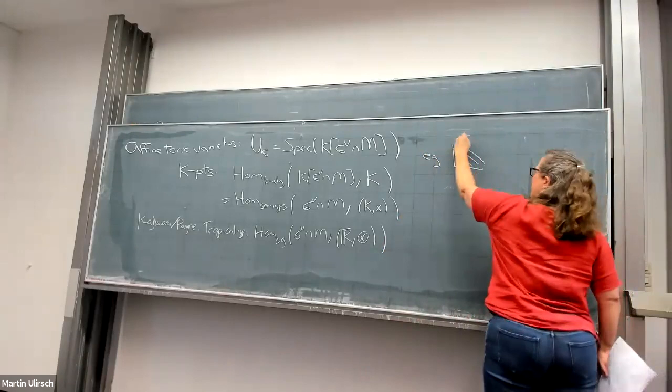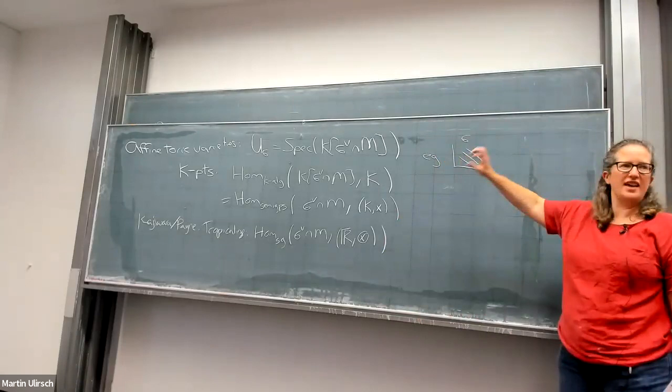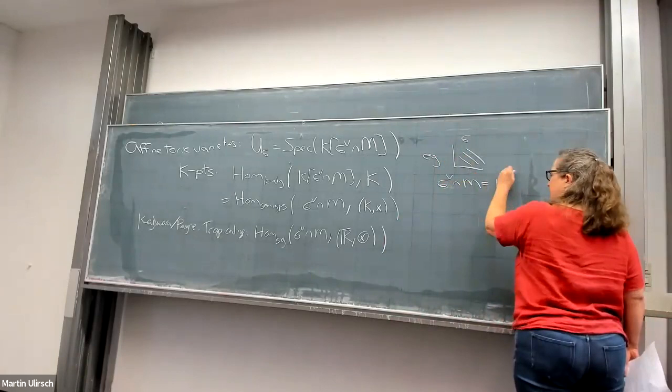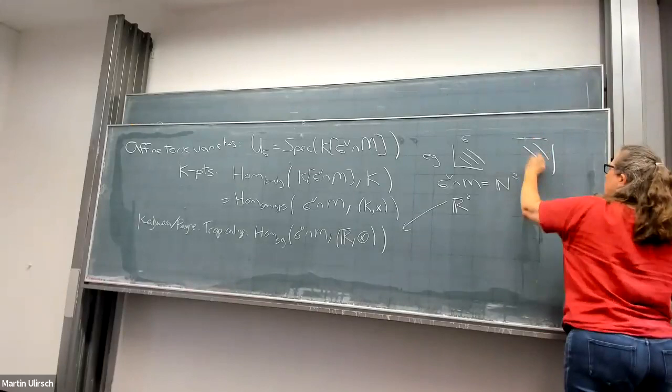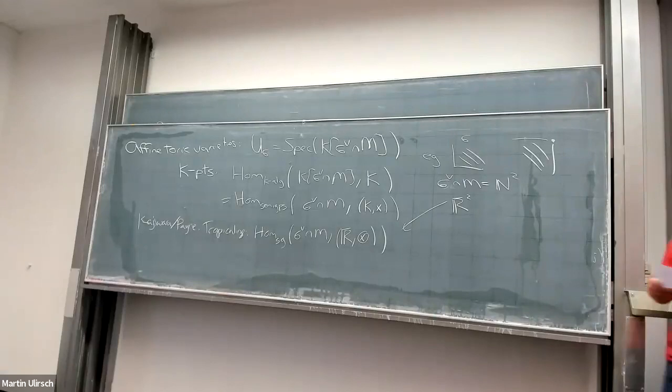if sigma is the positive orthant, then sigma dual intersect M will again be N squared. And Hom of semigroups of that would then be R bar squared. I just tell you where the generators go. So I'm getting, which is what I already told you, the tropicalization of affine space. Okay, and then we can glue this as the usual toric varieties.